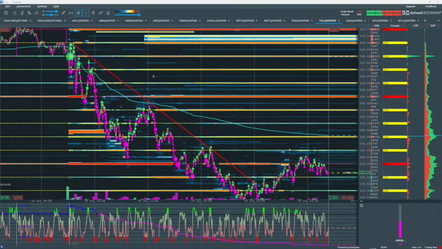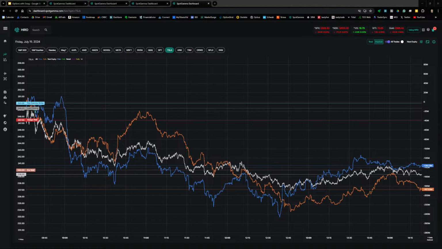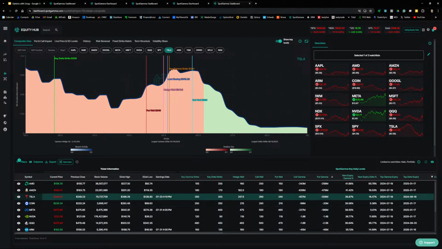All right, Slow Darazi has been asking about call gamma unwind. Let's take a look at that. I'm going to move another chart over here. This is for Tesla. What I've done, this is my watch list in the SpotGamma equity hub, and I have ranked my watch list by next expiry gamma percentage from highest to lowest. And note all these are showing gamma expiring today.